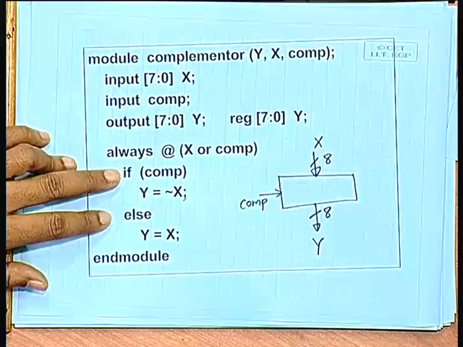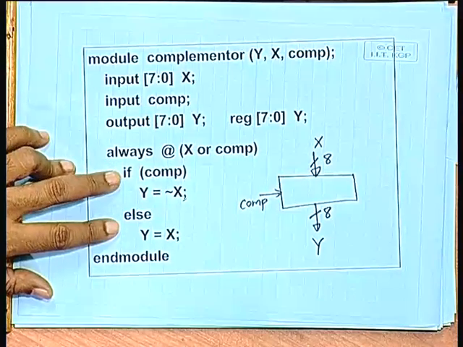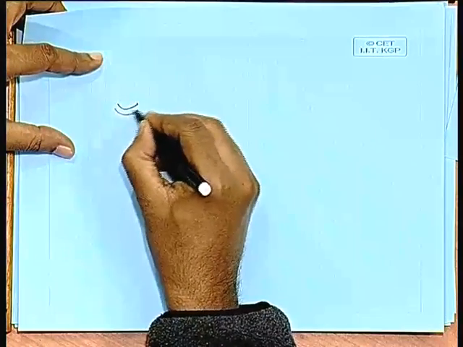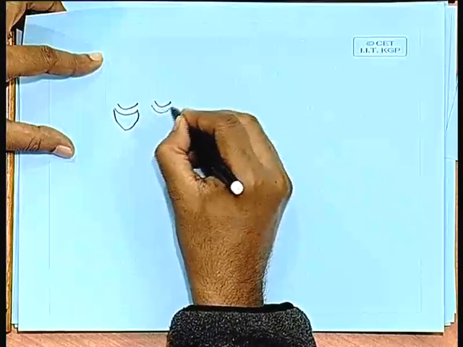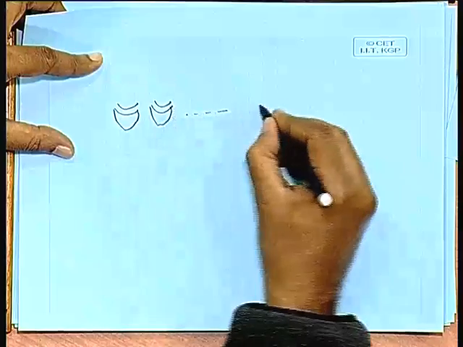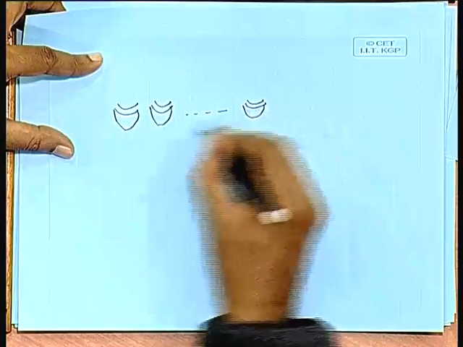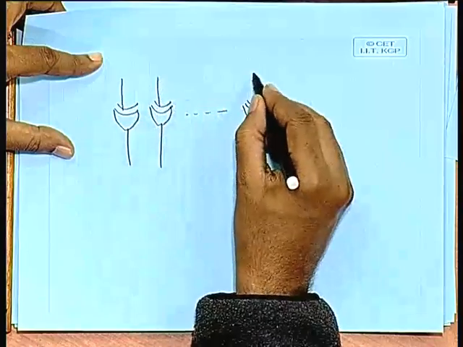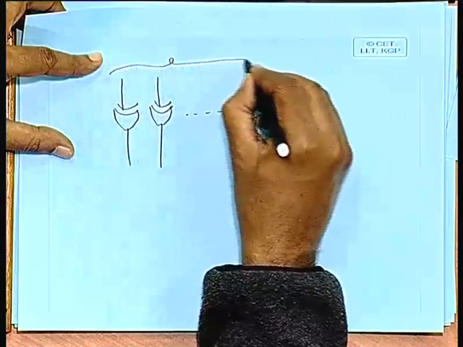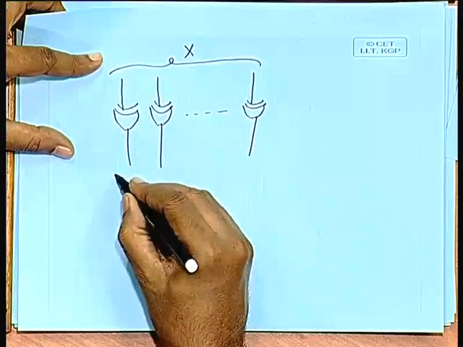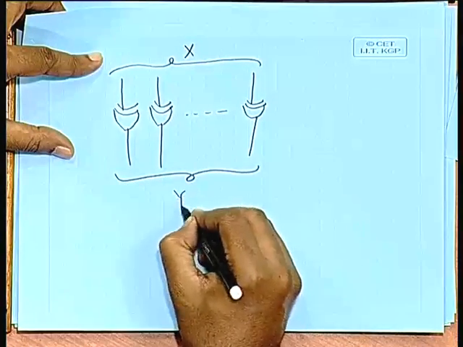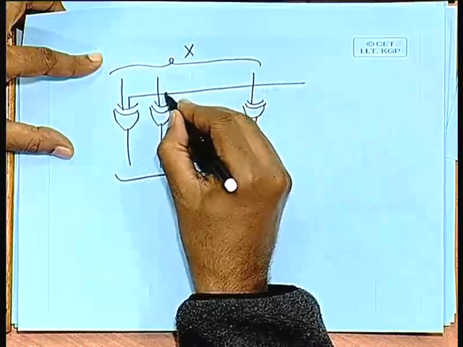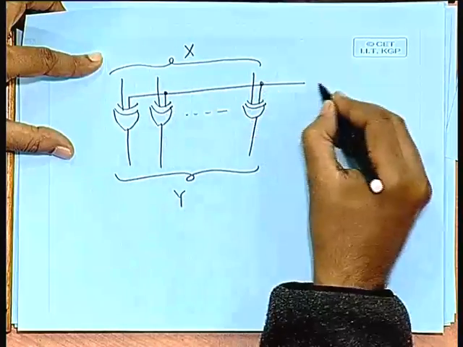Now, the logic that will get synthesized here will be something like this. There will be an array of exclusive OR gates which will be synthesized. These are the x inputs, these will be the y outputs, and the second input of the XOR gate will be the control. This is comp.